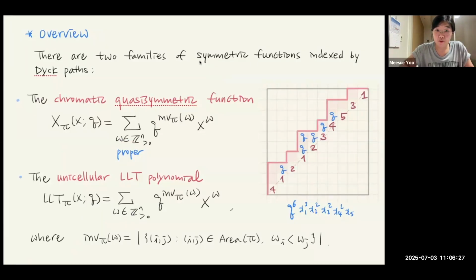Proper parking functions? So I'm not talking about the proper parking functions at the moment.